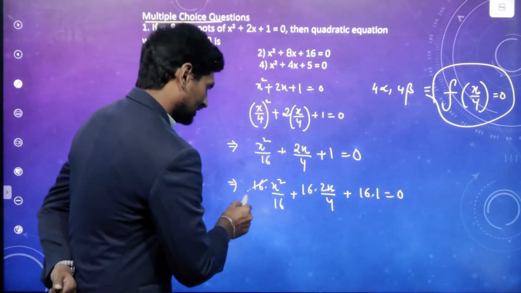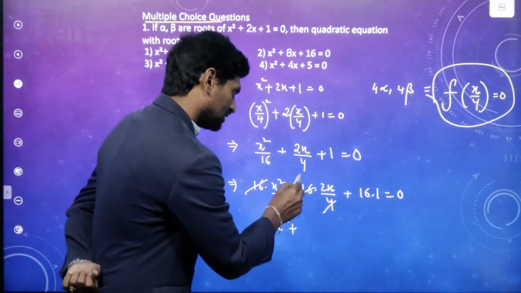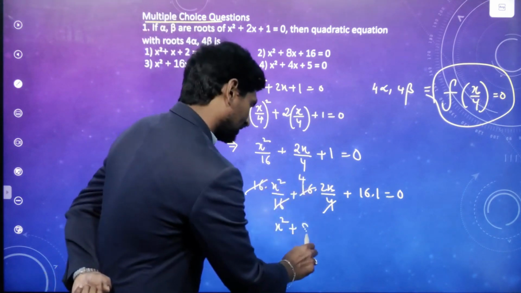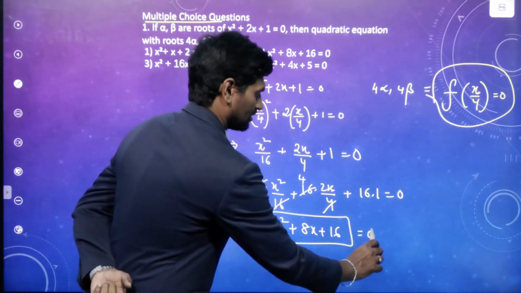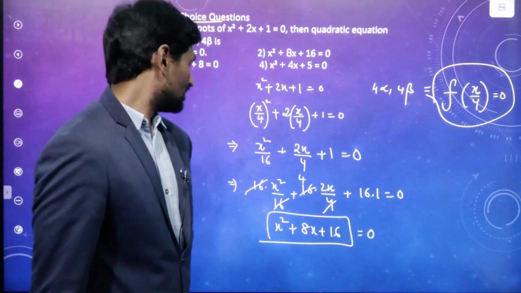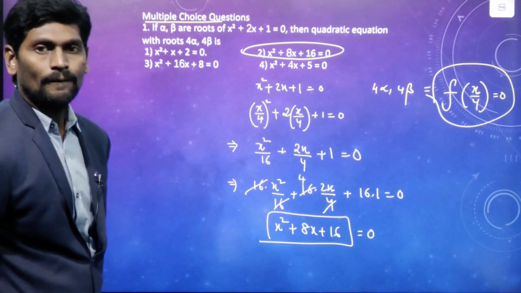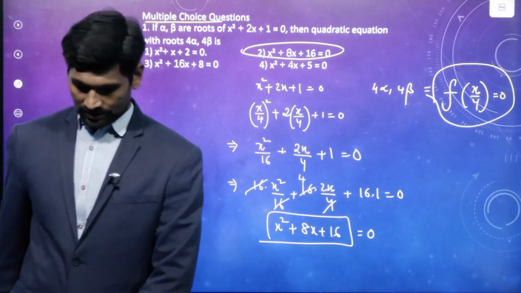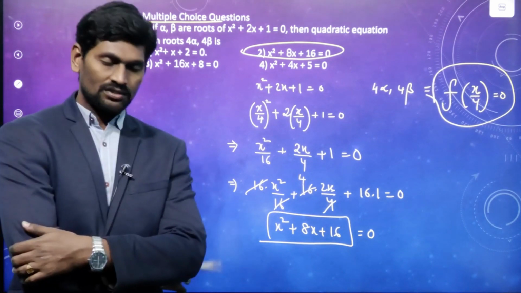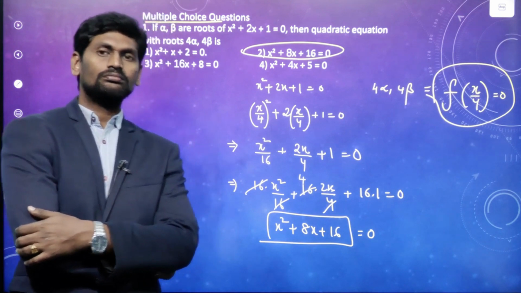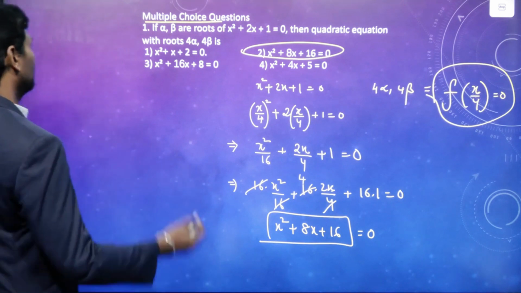Okay, na? 16 cancel. X square term will remain. 4 times 16, 4 times. 4 into 2x, 8x. 16 ones are 16. This is our required answer. X square plus 8x plus 16 equals to 0. Okay, na? Yeah, please note it. Shall I go to the next question? Yeah. Let us see the next problem.